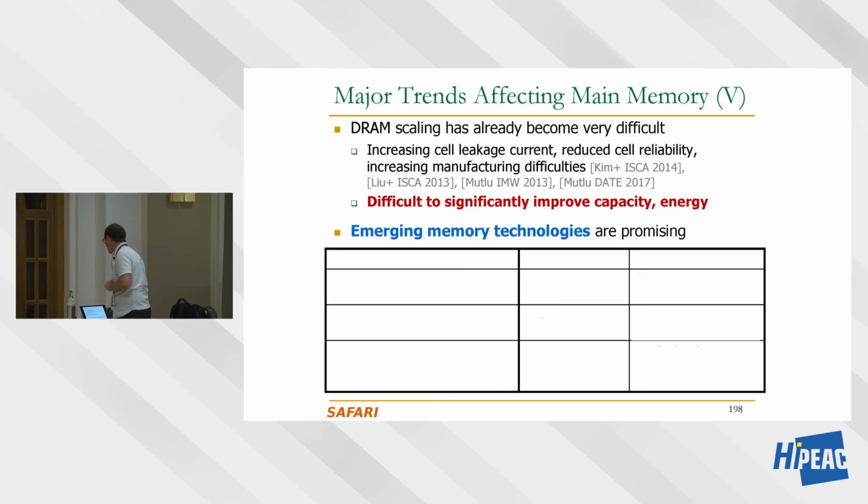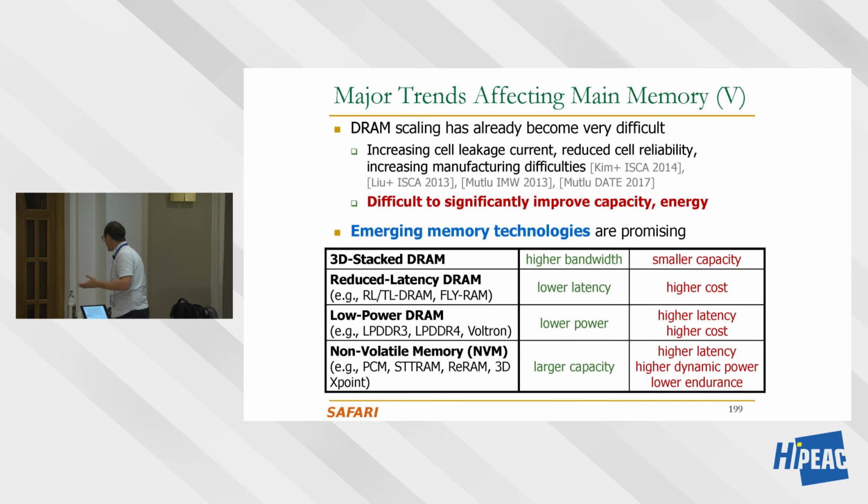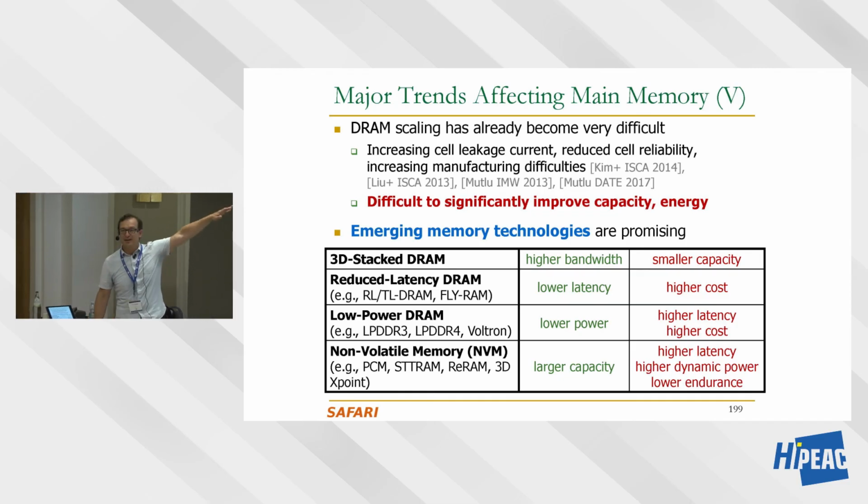But there are other major trends also. Essentially, because scaling has become difficult, people have started developing emerging memory technologies. 3D stacked DRAM was developed to provide higher bandwidth. Unfortunately, it comes at a cost. Reduced latency DRAM was developed to provide lower latency. Low power DRAM was for low power. Non-volatile memories, of which there are many kinds, were developed to provide larger capacity in general to overcome the scaling problems. Unfortunately, there is no memory that's good at everything. As you can see, there are downsides to every single memory.